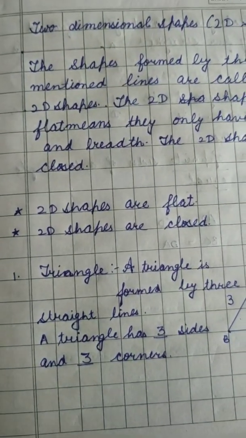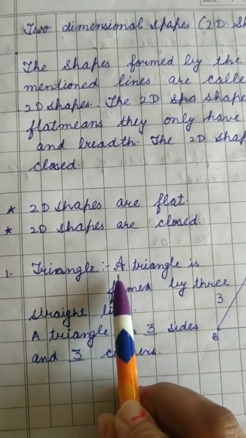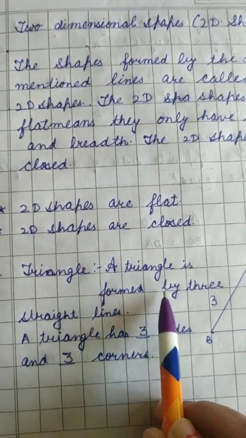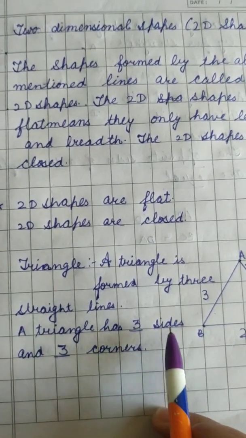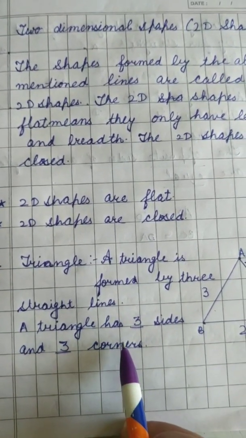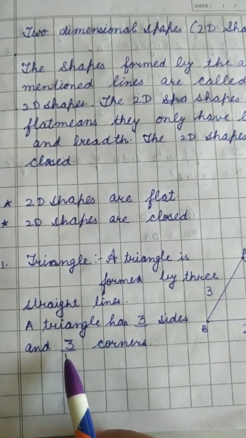So let us read this triangle. A triangle is formed by 3 straight lines. A triangle has 3 sides and 3 corners. Underline the points which I have underlined.